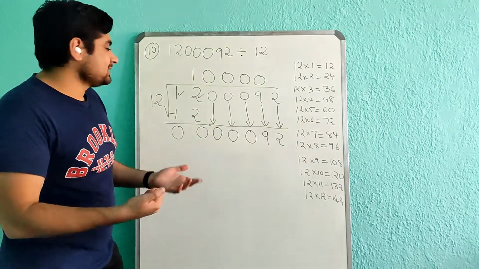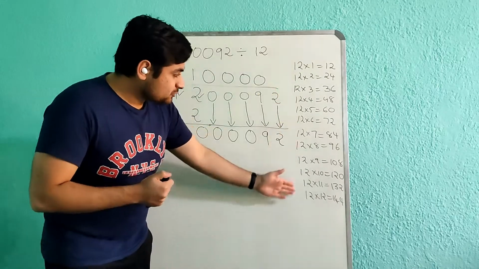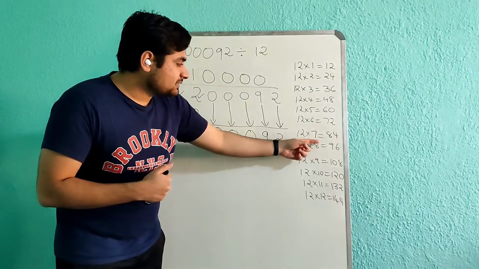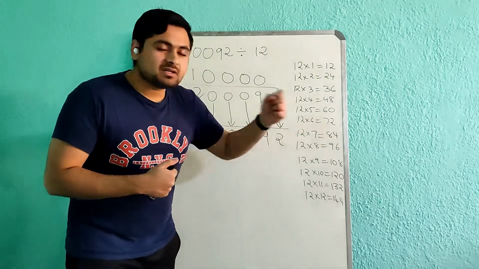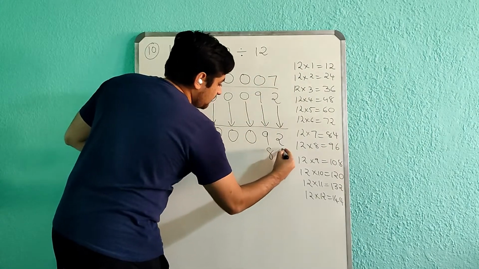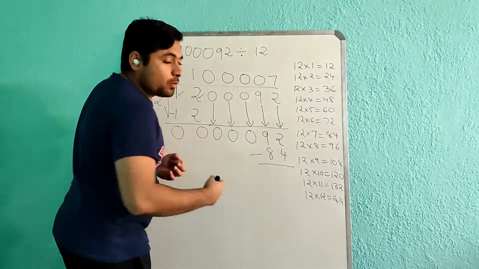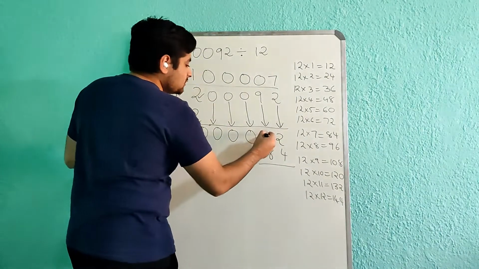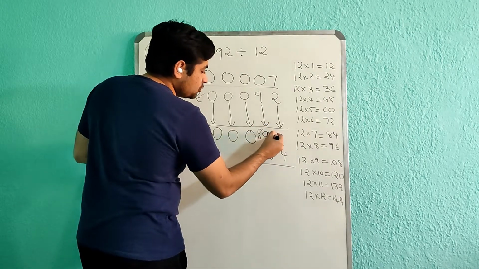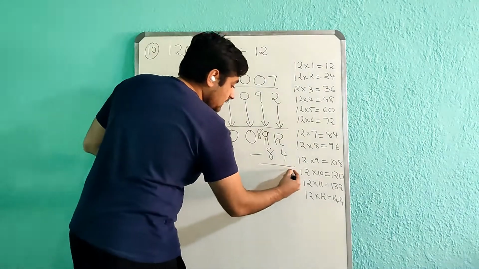So what is the next question? Is there a number smaller than 92 in the table of 12? And the answer is yes, there is, which is 84. How many times? 7 times. So 12 times 7 is 84. It comes 7 times, and that is 84. What is the next step? Minus, right? So 2 minus 4, we can't. 2 is smaller than 4. So we take 1 from the 9. 9 becomes 8, and the 2 becomes 12. What is 12 minus 4? 12 minus 4 gives you 8.